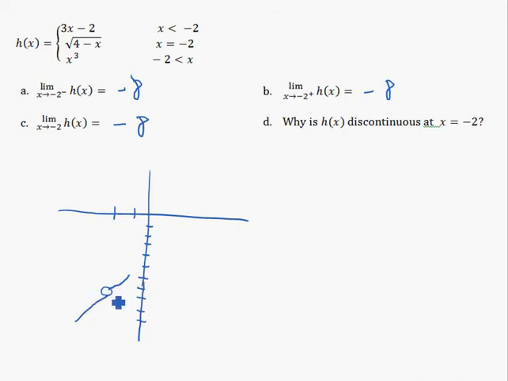Now, I don't know what's happening at negative 2, because that's not what the limit's asking. The limit's saying what's happening as we approach negative 2. So both sides are approaching negative 8 as x approaches negative 2. But at negative 2, we've got to figure out what's going on there.